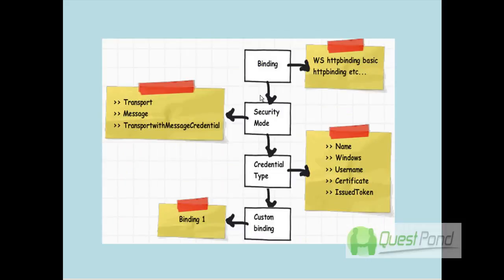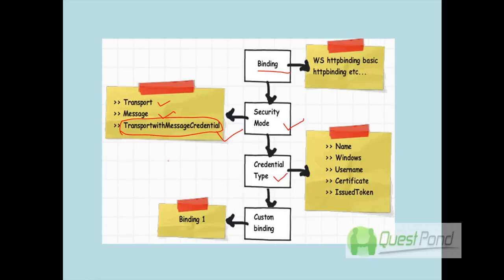The first step is that we need to configure our bindings. So basically we need to specify what kind of security mode and what kind of credential type we are going to use for our WCF service. Now in security mode we can configure the binding as transport level, message level, or transport with message credentials. For the current scenario we have to select the third mode, that is, transport with message credentials.